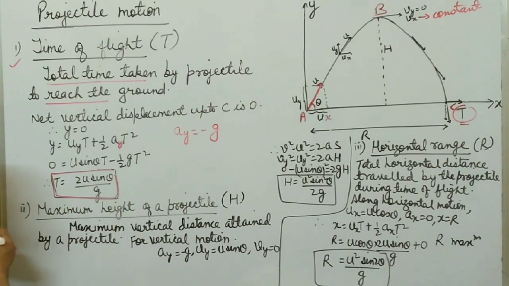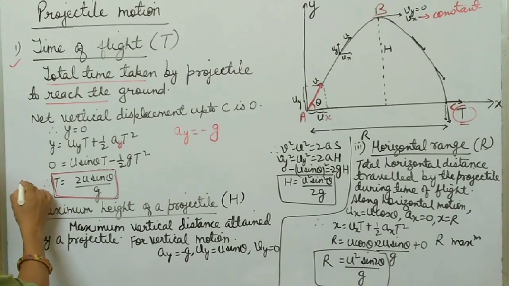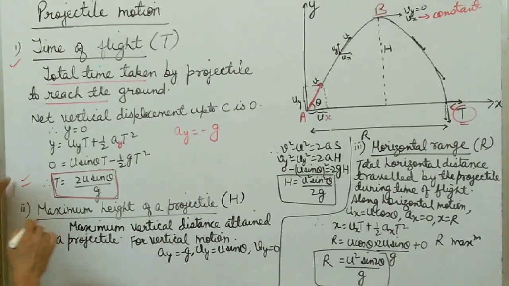It's given by 2u sin theta by g, right? Now you must remember this formula. It's very helpful when we are solving numericals and MCQs also, right?